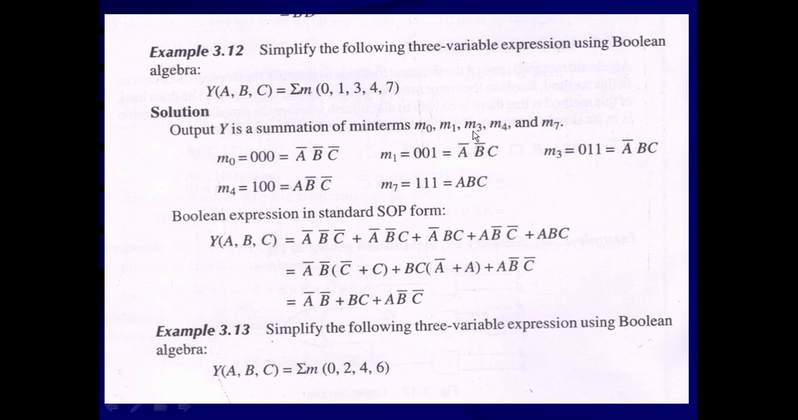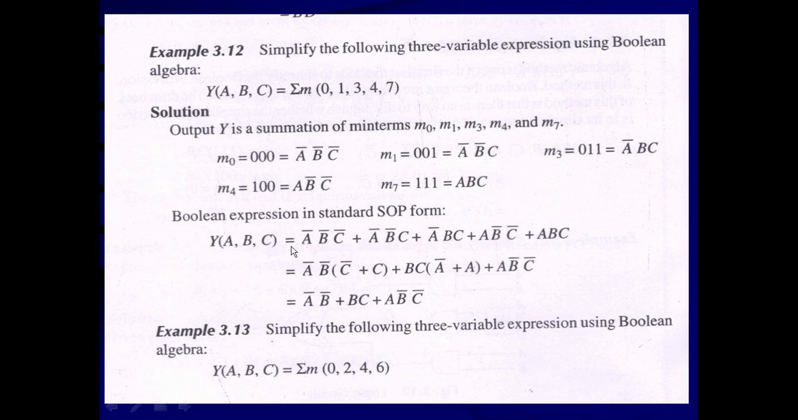Similarly min term M3 is 0 1 1. So A bar, B, C. Min term M4 is binary 1 0 0. For the decimal 4, the binary is 1 0 0, and corresponding to these we write A for the 1, B bar for the 0, and C bar for the 0. M7 is 1 1 1, and corresponding to that the min term is ABC. Now this is the standard sum of product equation.